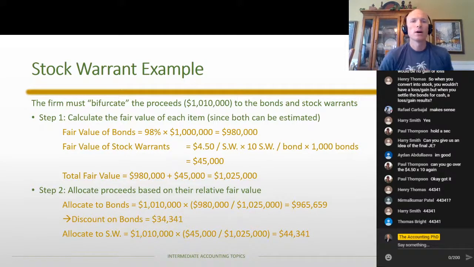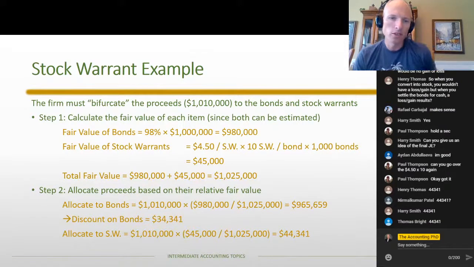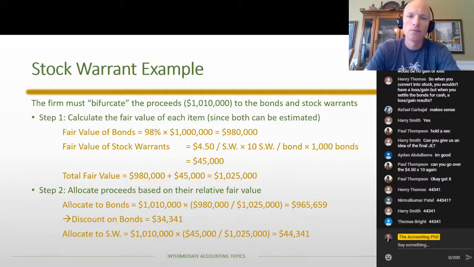Alright, so allocate to the stock warrants, same process. The $1,010,000 times the proportion that we're allocating to the stock warrants, which in this case is 45,000 over 1,025,000, for a total of 44,341. The other way to think about that is the total issuance is 1,010,000. So if I allocate 965,659 to the bonds, I need to allocate any remaining amount to the stock warrants.